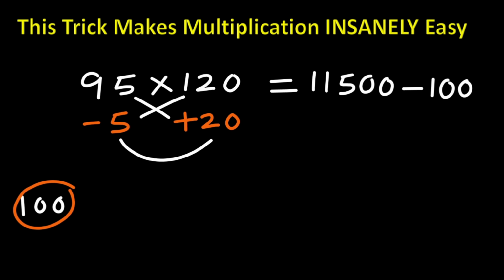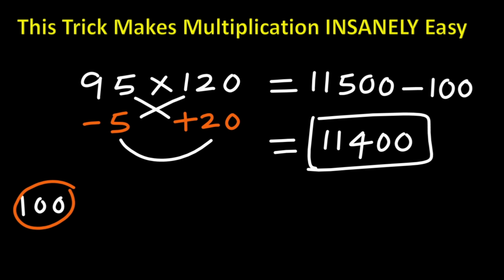So now 11500 minus 100, that will give you 11400. So the answer is 11400. So 95 times 120, the answer is 11400.